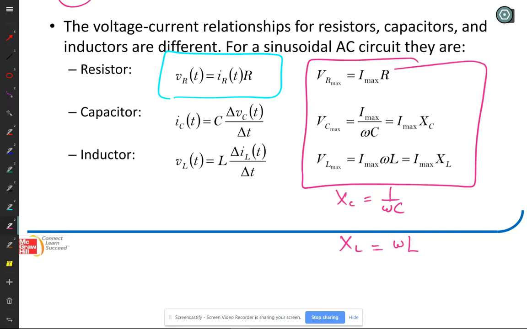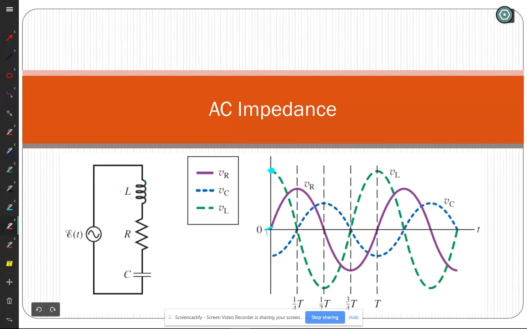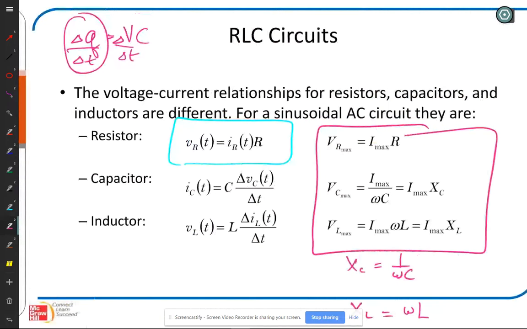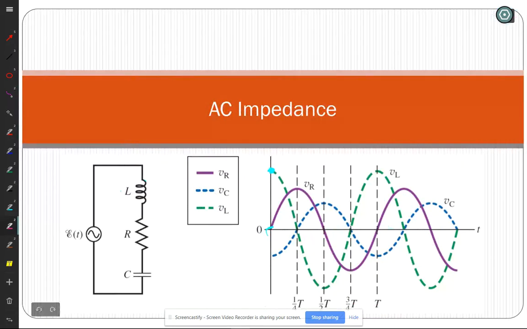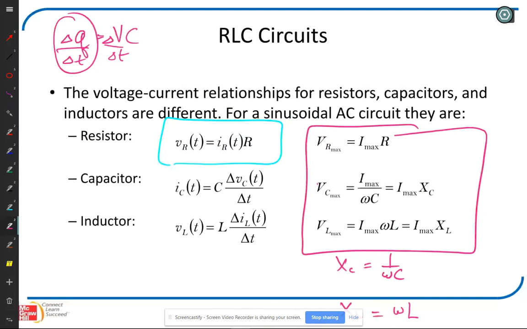We have to remember what we saw from this picture, that these peaks are not at the same time. The peak voltage across the capacitor is going to come 90 degrees after the peak voltage on the resistor. Whereas the peak voltage on the inductor is going to come 90 degrees before the peak voltage on the resistor. And in fact, if you look, the peak voltage on the inductor corresponds in time to the minimum, the negative peak for the capacitor, and vice versa.